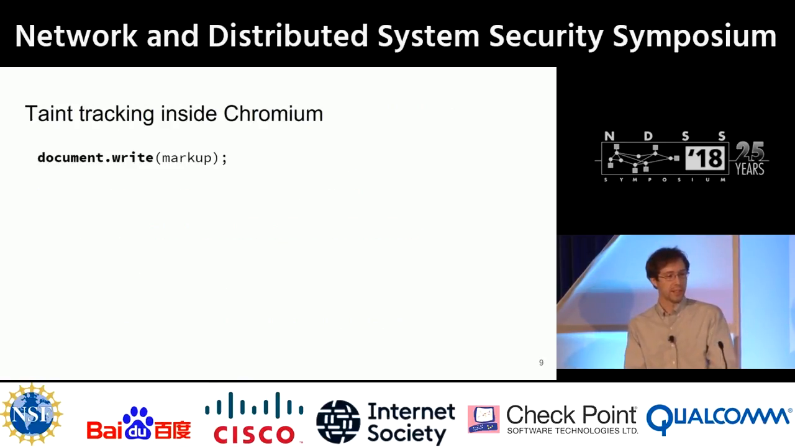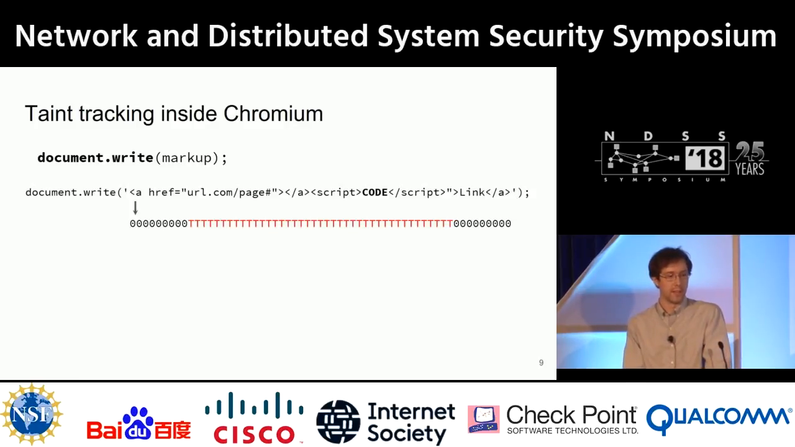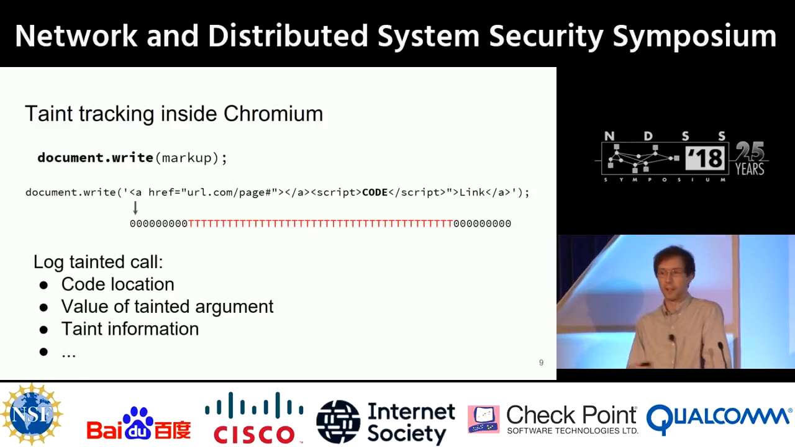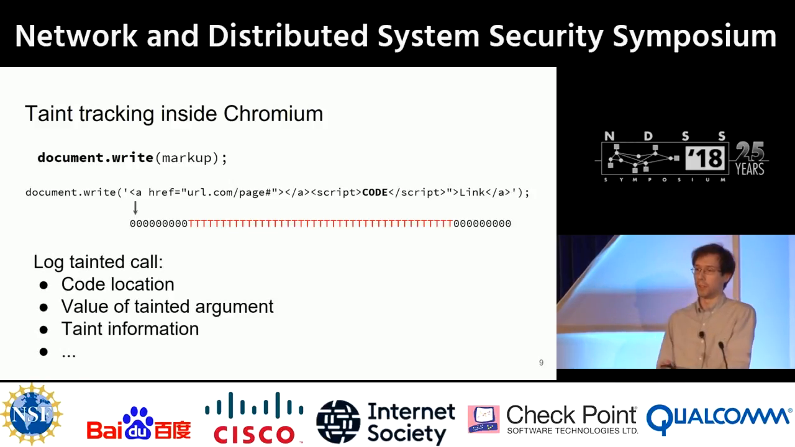And so the taint tracking infrastructure watches for when this tainted data enters a sensitive sink function. And so when that happens, we log the code location of the call, the value of the tainted argument, and so the taint information of the argument, and some other auxiliary information about the scenario so that we can recreate this after the fact.